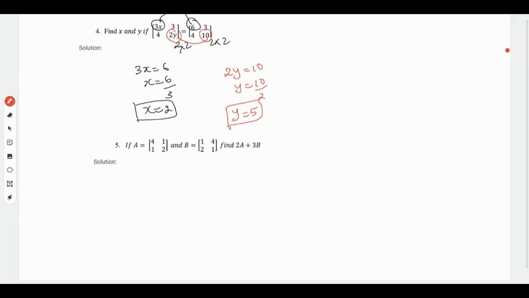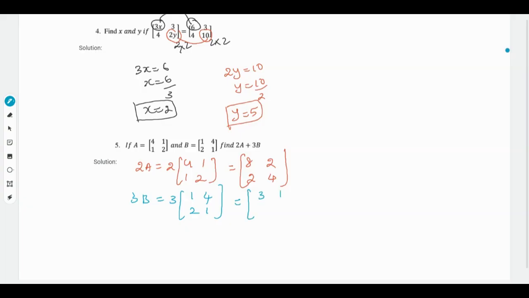Then it is asked for find the 2a plus 3b for given matrix. So here 2a will be 2 into a, which is 4, 1, 1 and 2. So it will be 4 2s are 8, 1 2s are 2, 1 2s are 2 and 2 2s are 4. We have to multiply it. Then we have to find for 3b. 3b will be 3 into b value. B is 1 4 2 1. So it will be 3 1s are 3, 3 4s are 12, 3 2s are 6 and 3 1s are 3.